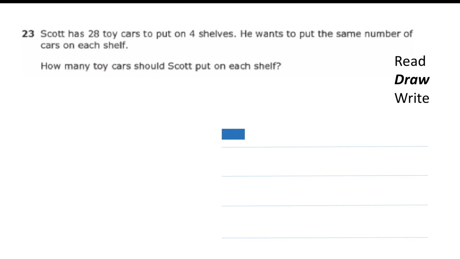So I'm going to start by putting 1 toy on each shelf. So I can distribute the toys equally among the 4 shelves. So this is my first toy car. I've already put it on this first shelf. And then I'm going to work this way. That's my second toy car, my third toy car, and I'm going to keep adding by shelf. 1, 2, 3, 4, and then I'm going to go back to this shelf. 5, 6, and you're going to keep going until you count to 28.